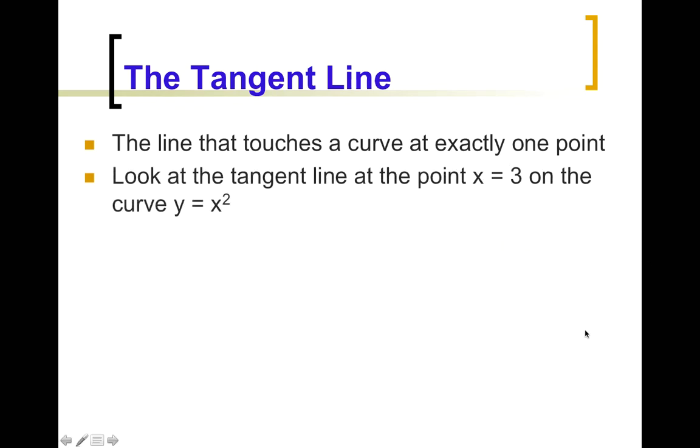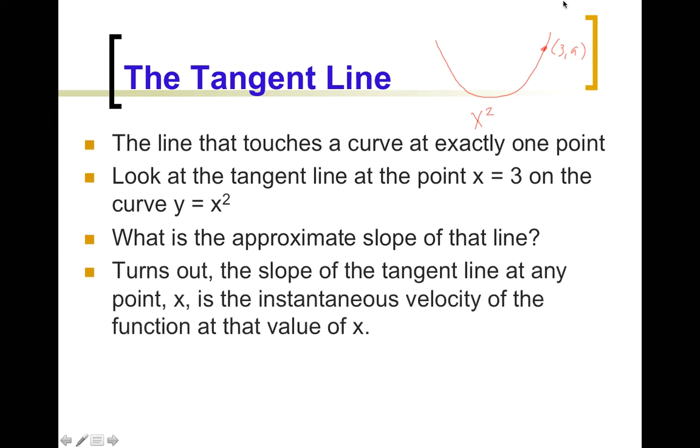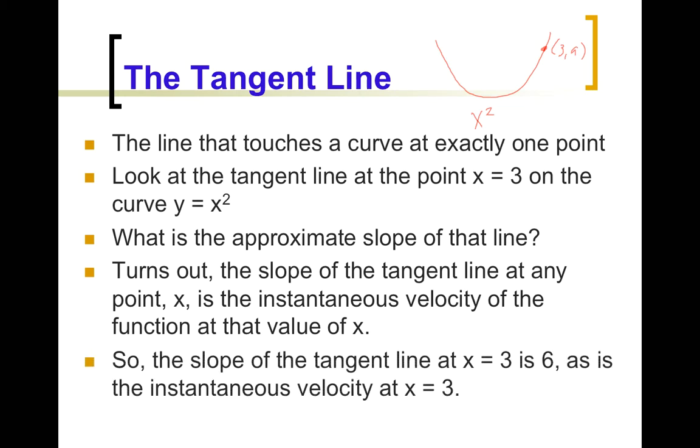So if we wanted to look at the tangent line at the point x equals 3 on the curve y equals x squared, that goes back to the ball problem. So we get our quadratic here, and this is just the function x squared, and at the point (3, 9) we could calculate this out approximately. If you approximated this using just lines, you would get 6, and it turns out the slope of the tangent line is the instantaneous velocity of the function, which means the slope of the tangent line at x equals 3 is 6, and vice versa. We can say that the instantaneous velocity at x equals 3 is 6.